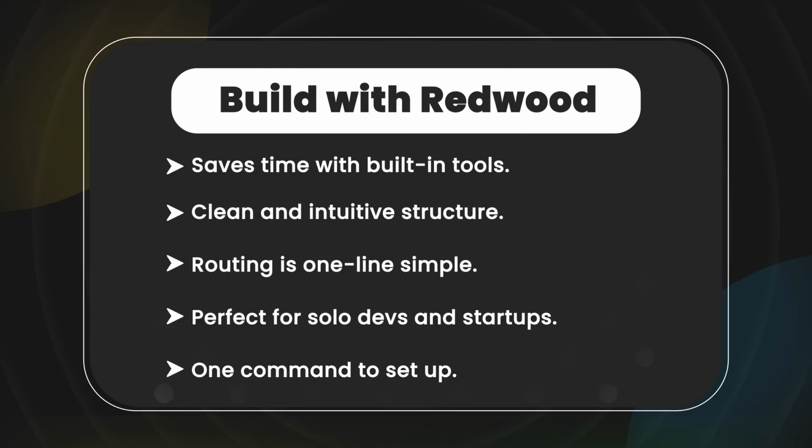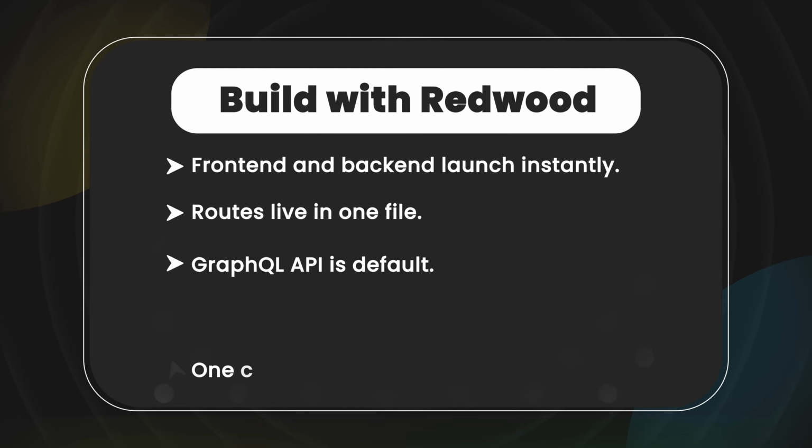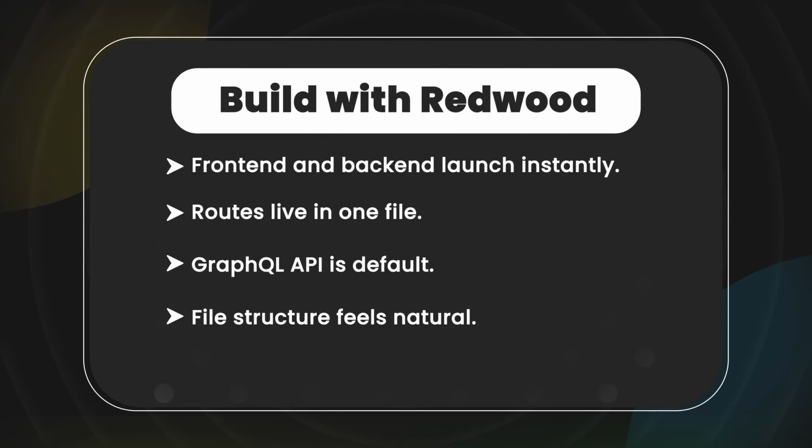You create a Redwood app with one command, and it spins up the front end and back end instantly. Your routes live in a single file. Your API is GraphQL by default, and the file structure just makes sense. It's intuitive, right? Especially if you have worked with React before.